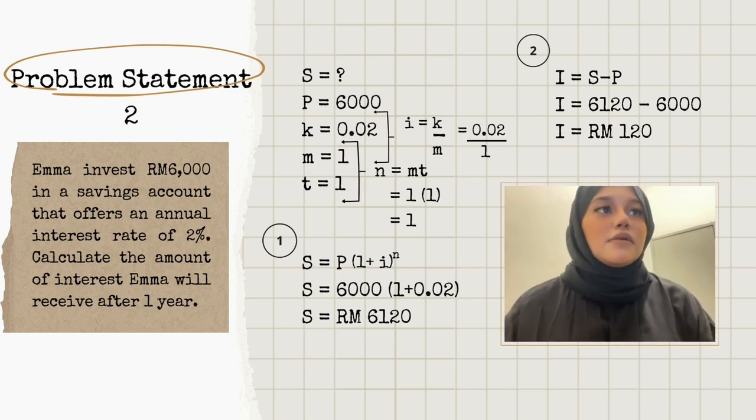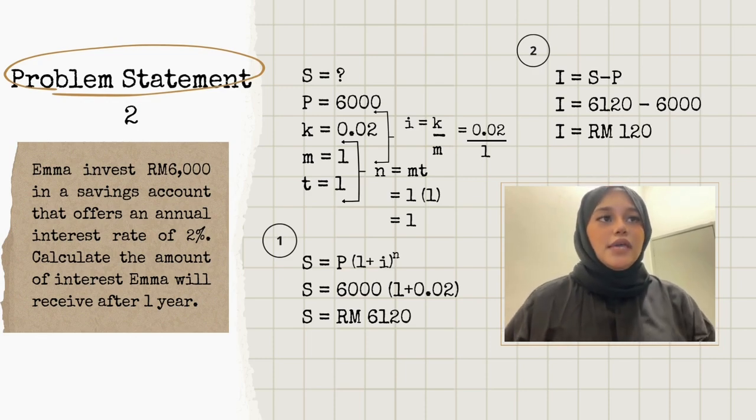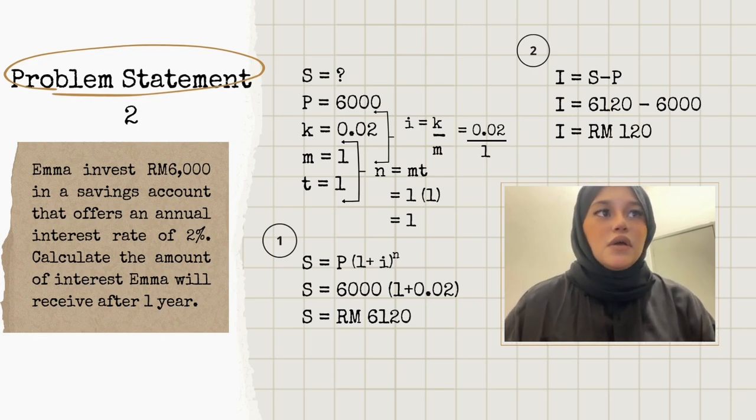And the second calculation is we have to find the interest earned, for which we use the formula I equal to S minus P, and we get I equal to 6,120 minus 6,000, and we get I equal to RM120.